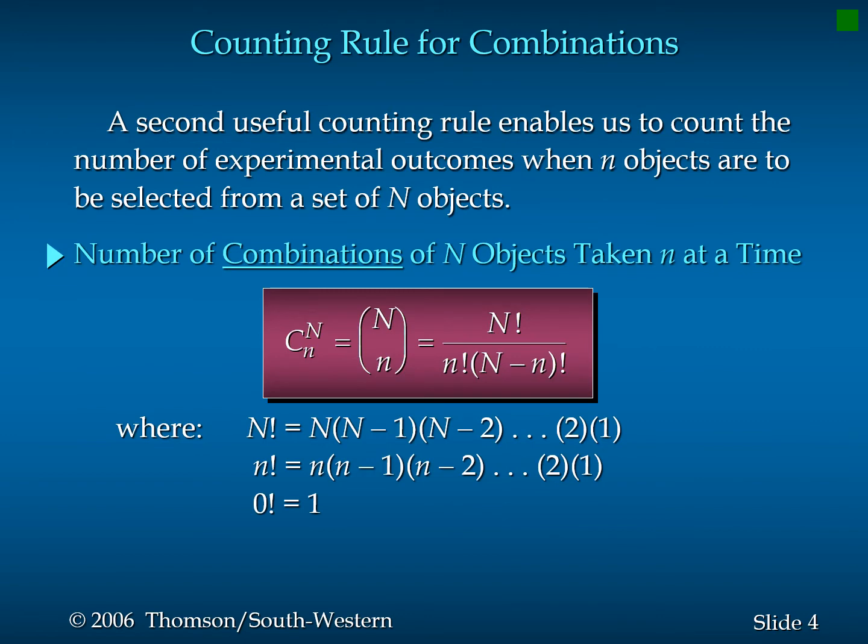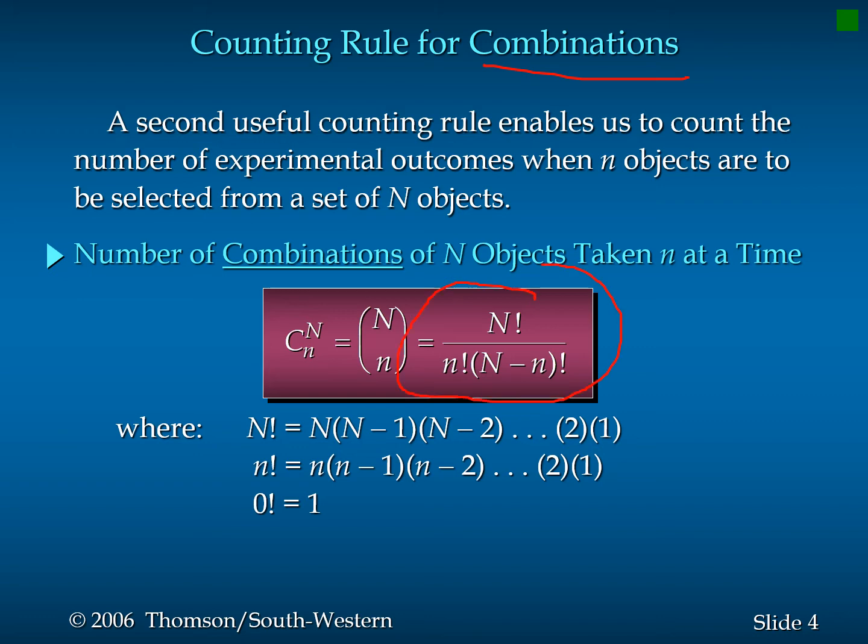Now, I'm just going to mention these because you're not really going to get into these until you get into the binomial chapter on discrete probabilities. But there's a couple more counting rules for determining outcomes. One of them is called the counting rule for combinations. And you just kind of look at the formula. You notice you've got some factorials in here.